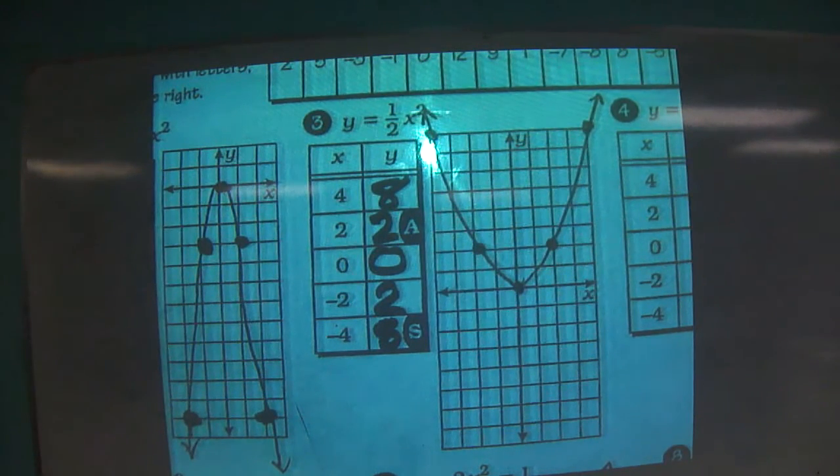All right, so there's 2 more examples on your paper. All you do is substitute, solve the problem. We good? Good.